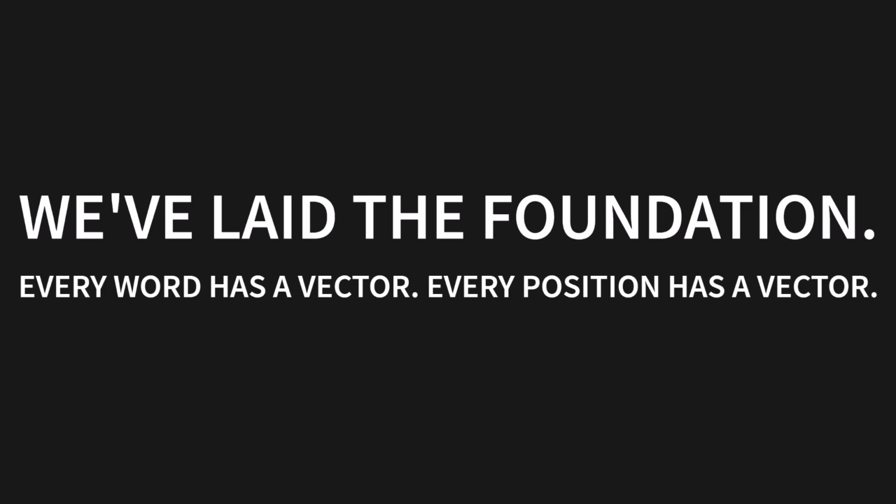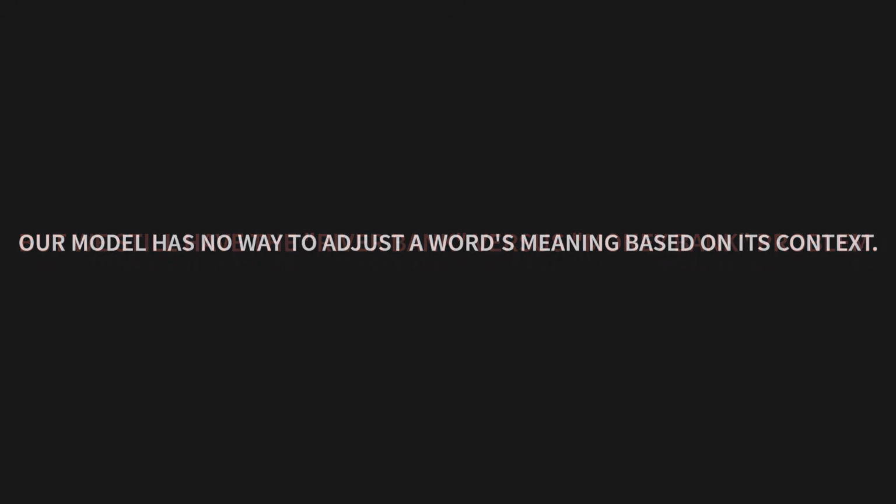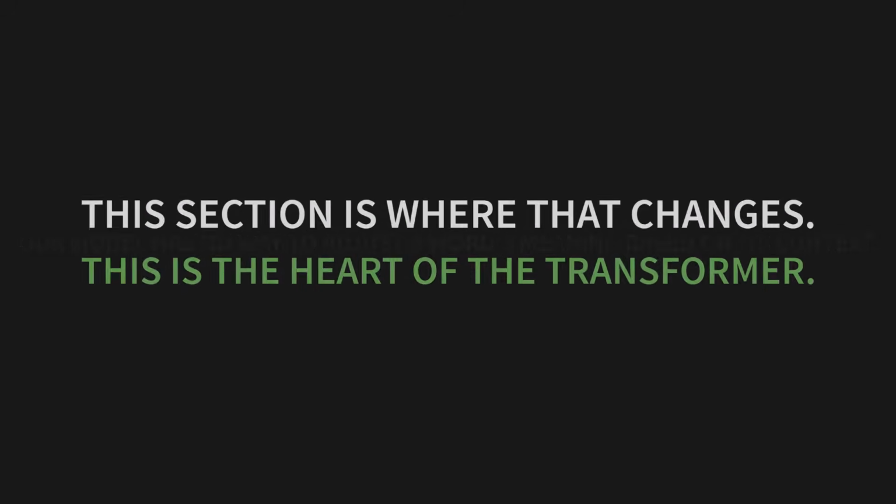It's time to build the heart of the machine. We've laid the foundation. Every word has a vector. Every position has a vector. But we still have the riverbank versus moneybank problem. Our model has no way to adjust a word's meaning based on its context. This is the heart of the transformer.